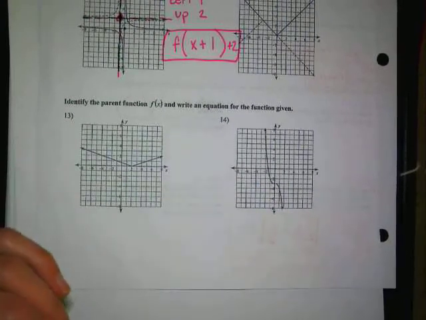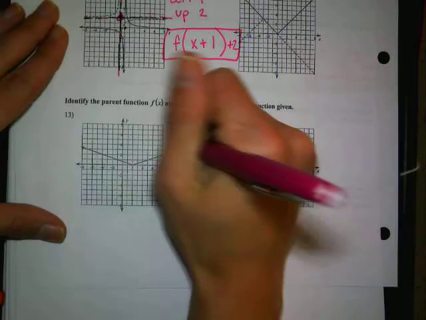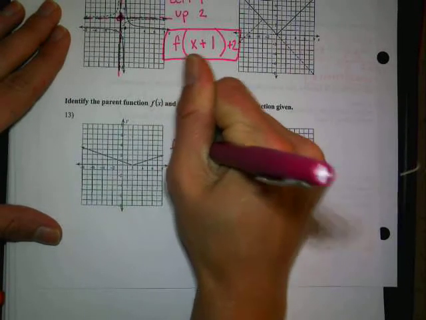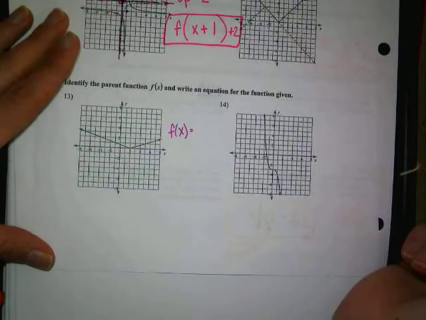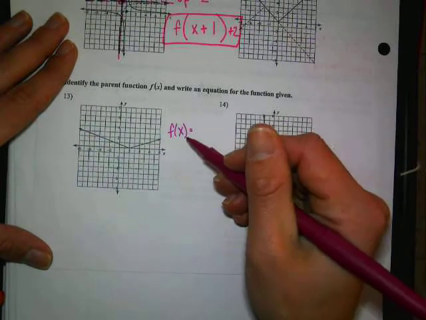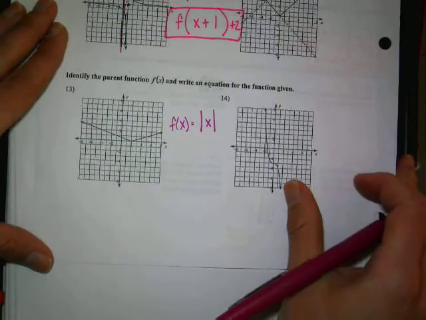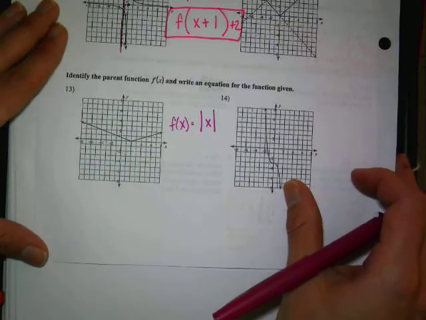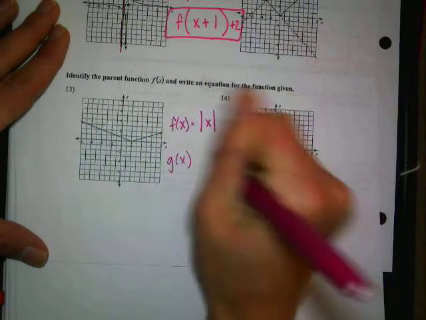So number 13 is kind of just putting it all together. So we are going to identify the parent function, and then we are going to write a new equation for the function that is given. Do you have to do it in the translation? No, now it's just writing it as a function. Oh, the g, so you just write it however it is? Mm-hmm. All right, so first of all, absolute value is the absolute value of x. So there's my parent. All right, now I want to figure out how I'm translated.